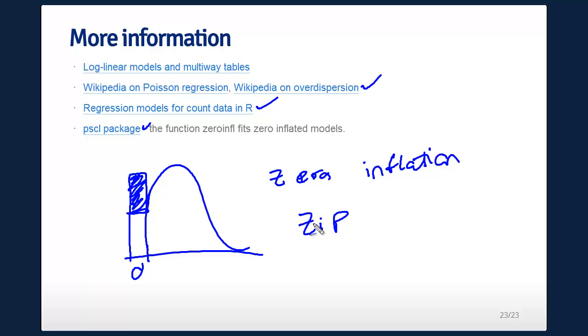There are a lot of different ways to account for zero inflation. I like zip models, I think, just because I like the word zip. But this is a problem that frequently occurs with count data, so it's something to be aware of.